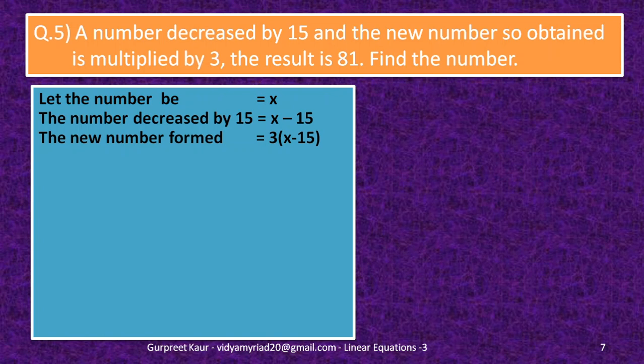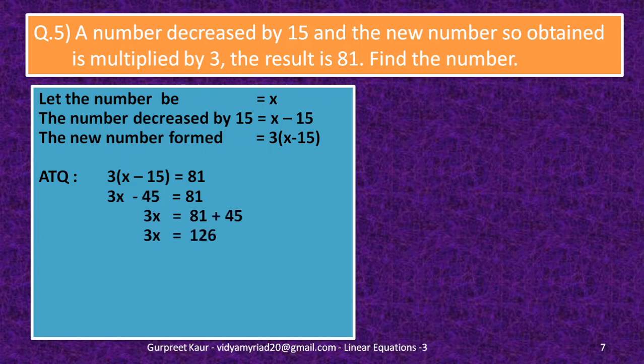Okay, please put it into bracket. Otherwise what will happen is, if you do not put bracket, then it will believe that 3 is multiplied only by x, not by 15. Okay, so to avoid any mistake you must put bracket. According to the question, 3 multiplied by x minus 15 is equal to 81. Open the bracket, take 45 to the other side and find out the value of x. Now x is equal to 42.